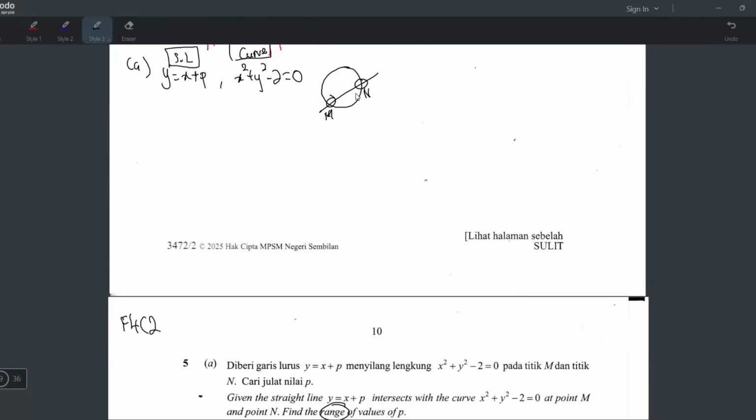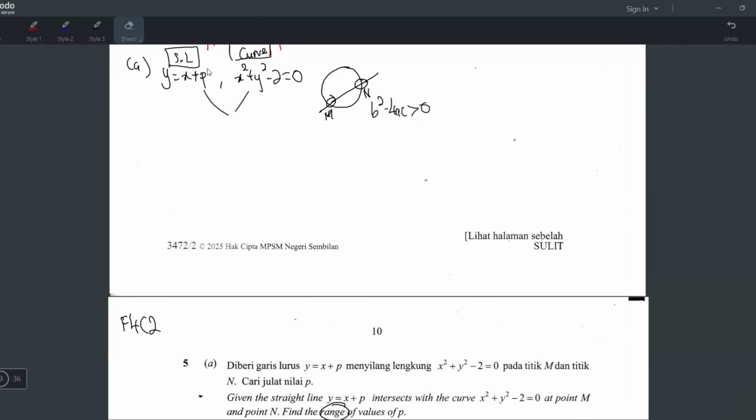So what we have to do is b squared minus 4ac bigger than 0, because you can see the line cuts the curve at two different points. So what we have to do is do simultaneous. After doing simultaneous, gabung jadi satu equation, then do b squared minus 4ac bigger than 0. That's the only way to find the range of p. Okay, so let's do it now.